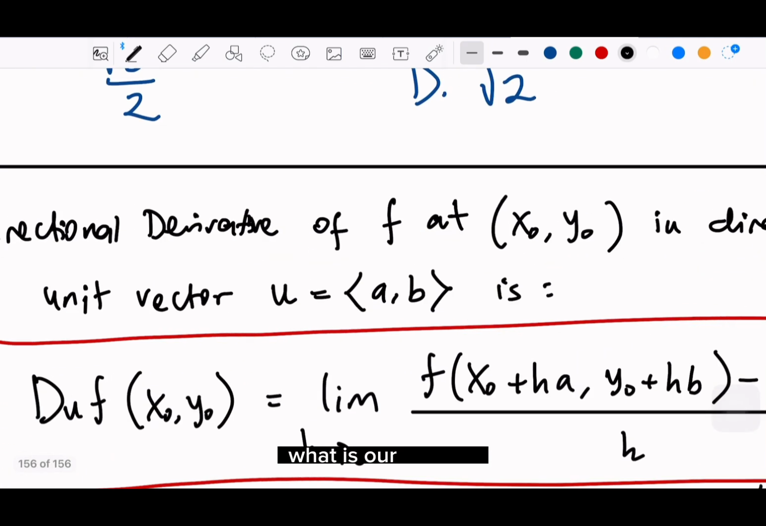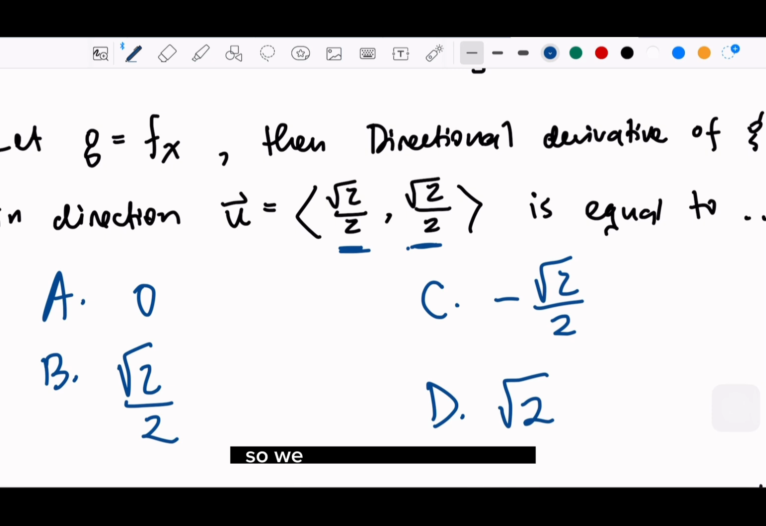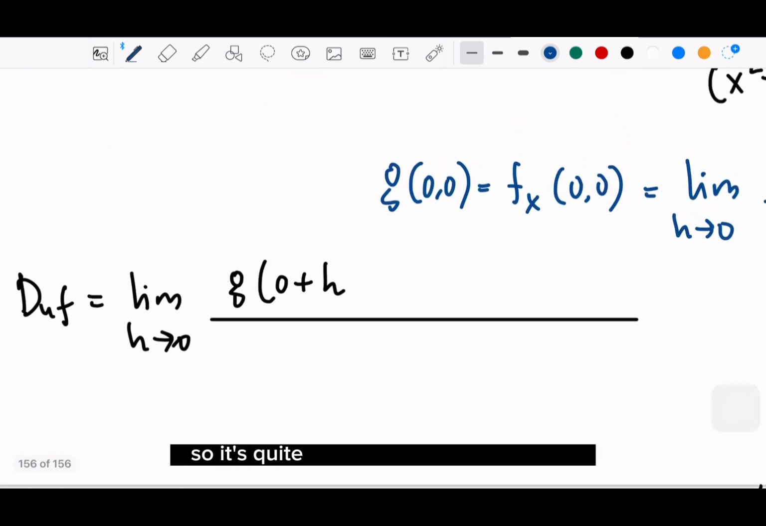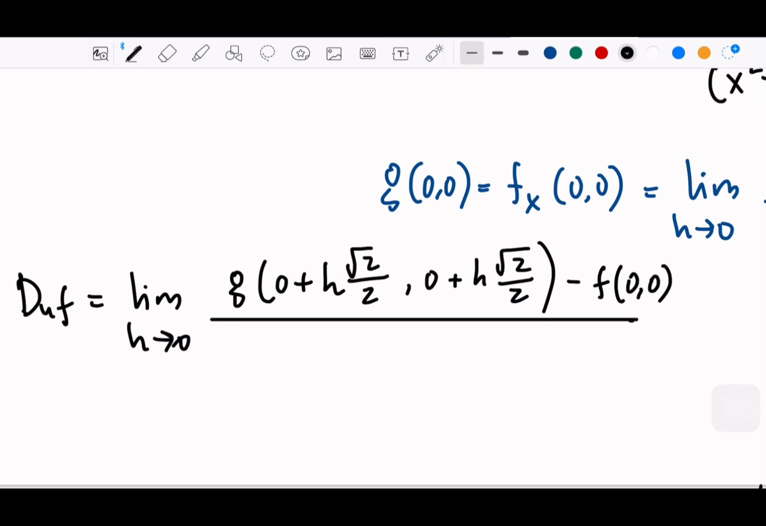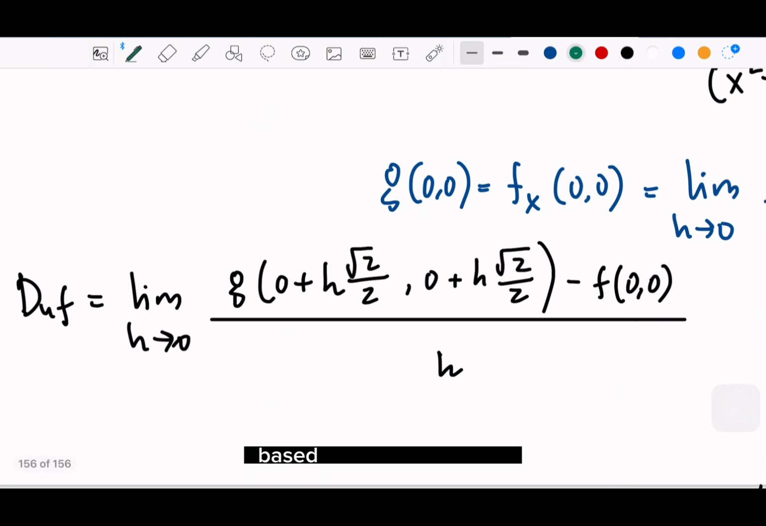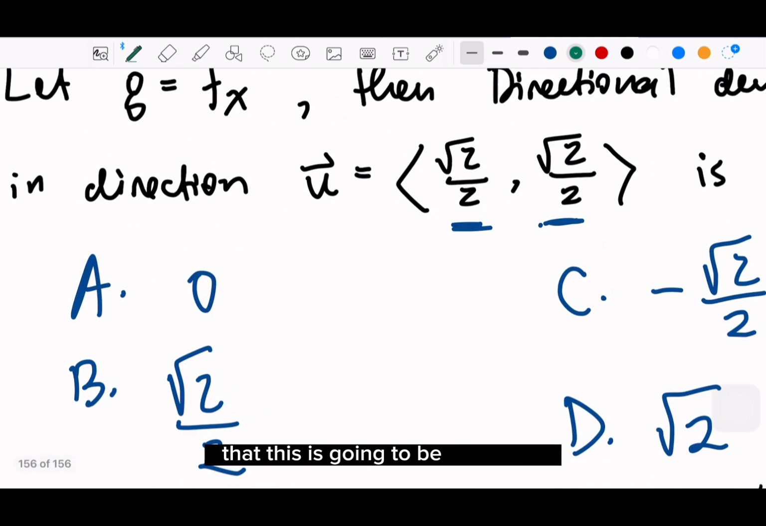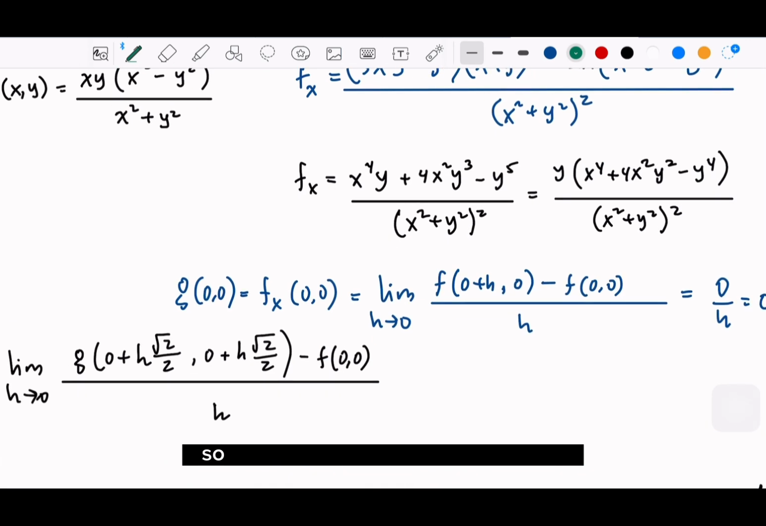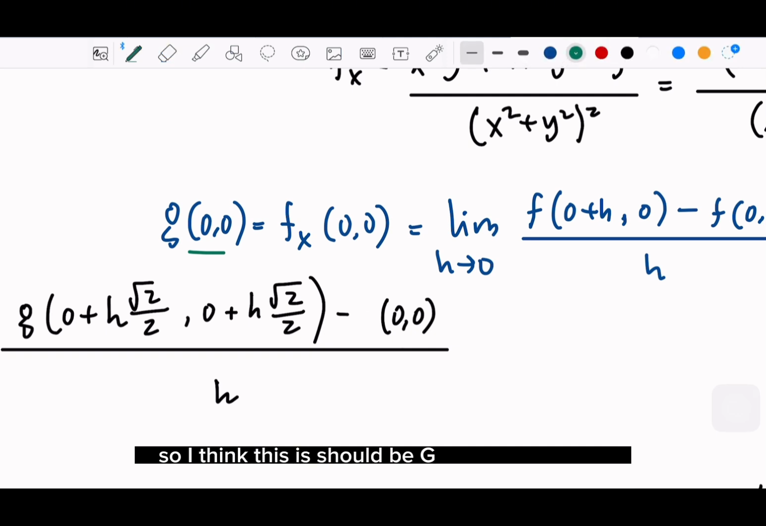So what is our a and b? Okay, these two. So we took these two inside. So it's quite long formulations. And then put another, and then minus. Okay. Now we already have the definition for f(0, 0) based on the calculation here, that this is going to be 0. And our g(0, 0) is basically 0. So I think this should be g, sorry, this should be g.